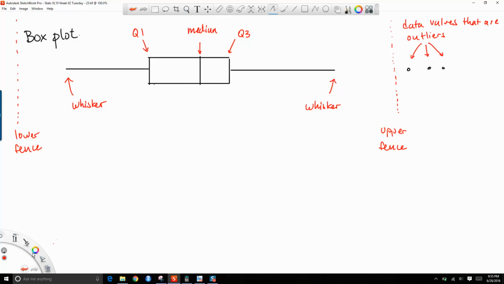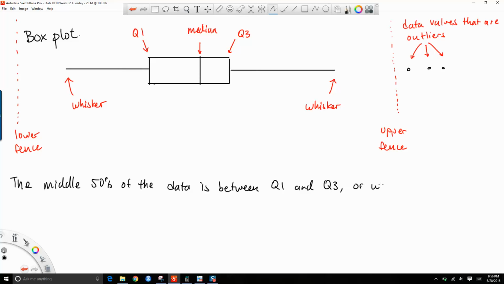So these are some good things to keep in mind, okay? So the middle 50% of the data is between Q1 and Q3, or within the box. Okay. The fences are invisible, but they're invisible boundaries that separate outliers from the rest of the data. Okay.